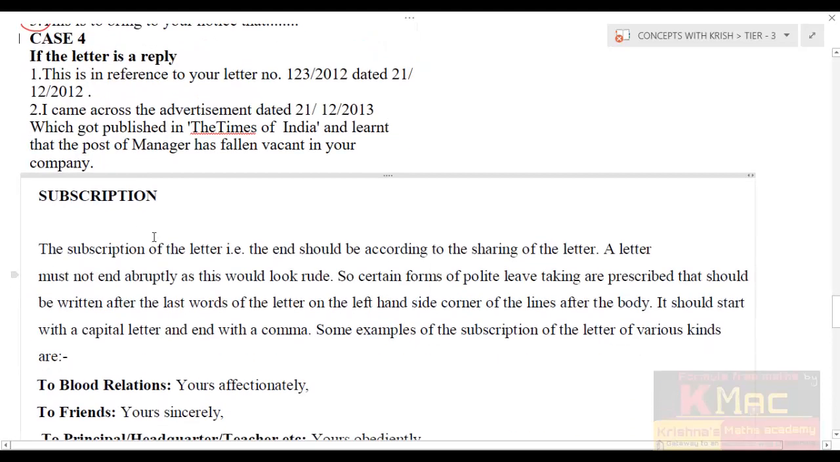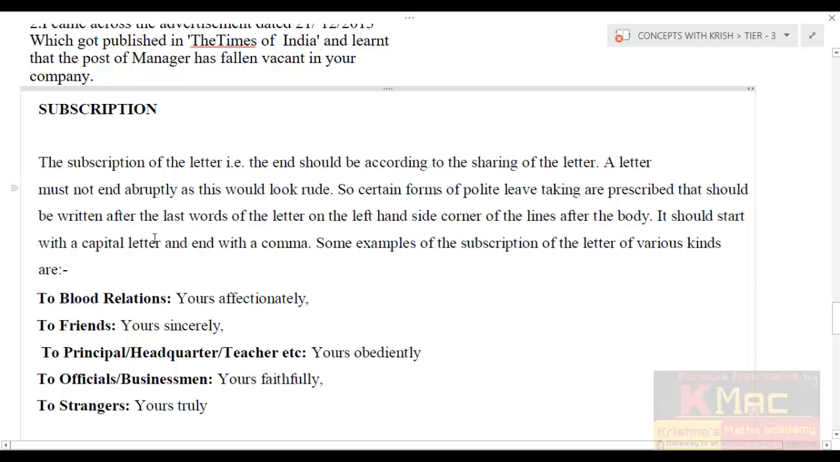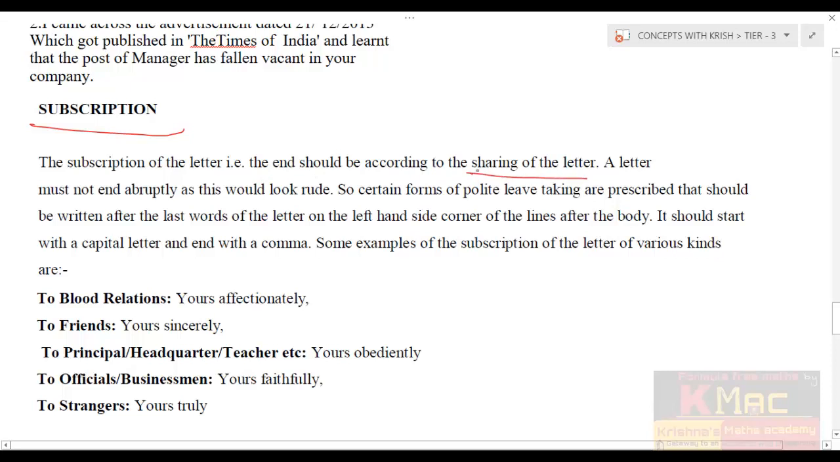Next, subscription. Subscription in the sense, you cannot end your letter abruptly. I mean to say, not only a letter, you cannot even end your paragraph abruptly. So make sure each and every paragraph is ended very smoothly, and there is a connection from para to para. Similarly, while ending the letter, do not end abruptly. You have to end it very smoothly. So to accomplish that task, we have the subscription of the letter. A letter must not end abruptly, as this would look rude.